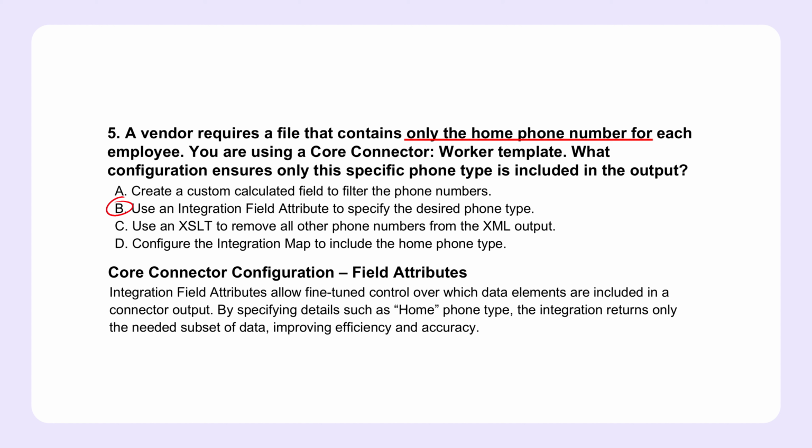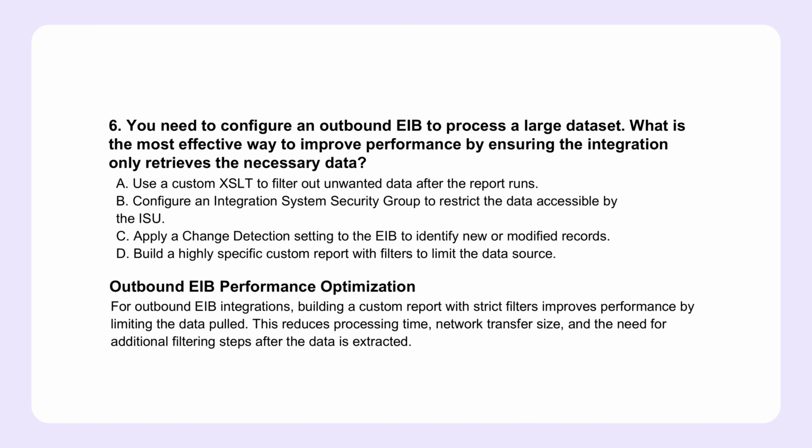We've covered how to make our data precise and easily translatable. Now let's turn to a big question: performance. Always important. What does this all mean for performance, especially thinking about outbound EIBs processing maybe large data sets? What's the most effective way to improve performance by making sure only necessary data is retrieved in the first place?